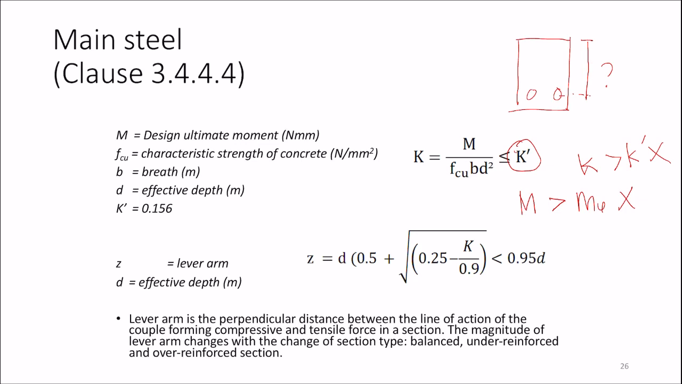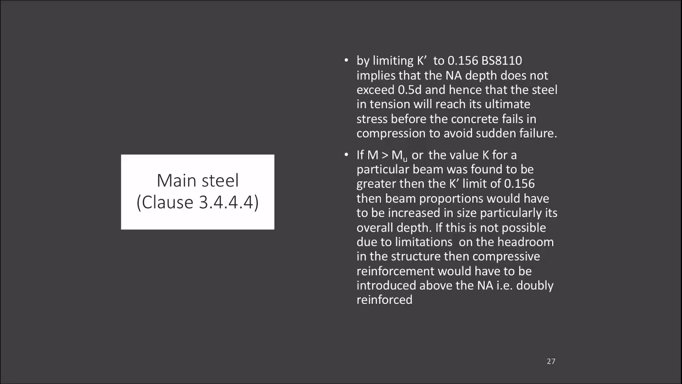Formula dia is D, which is the effective depth, dalam kurungan 0.5 plus, you have to square root everything, bawah tu 0.25 minus K, okay, and divide with 0.9. Ni minus K and divide with 0.9. And you must check it must be less than 0.95D. This one dia ada explain lah.